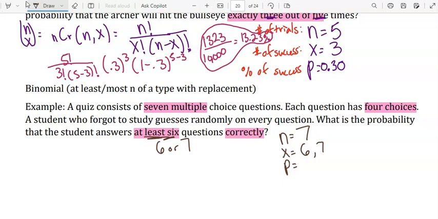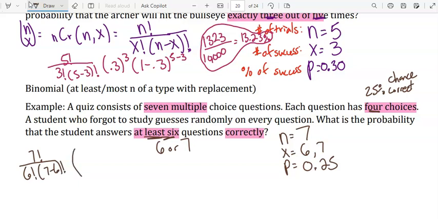P is the probability of getting the answer correct. Each question has 4 choices, so that means there's a 25% chance of being correct. So P is 0.25. We'll go ahead and plug it into the formula twice. 7 factorial over 6 factorial, 7 minus 6 factorial, times P, which is 0.25, to the 6th power, times 1 minus 0.25 to the 7 minus 6 power.